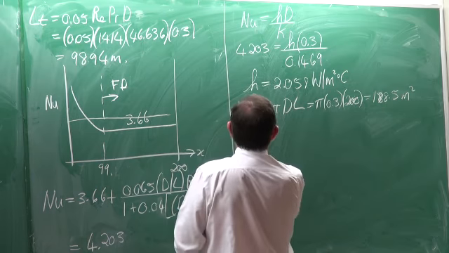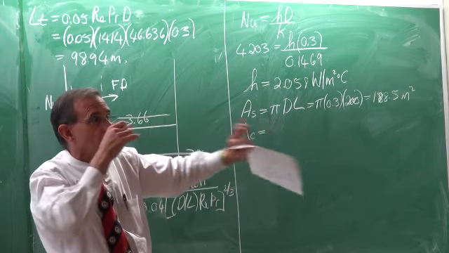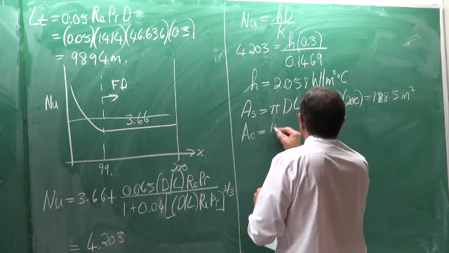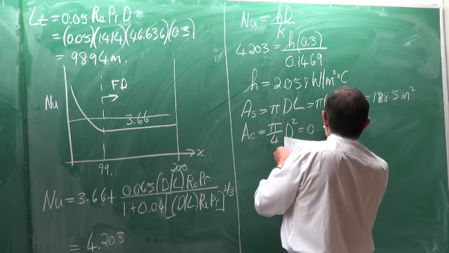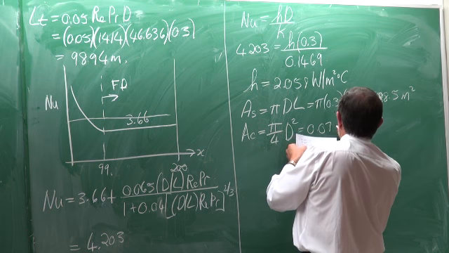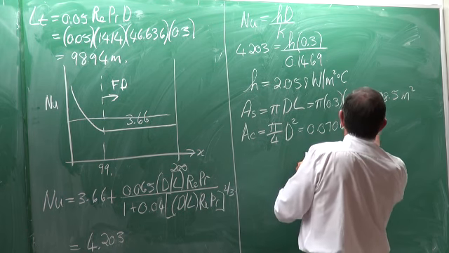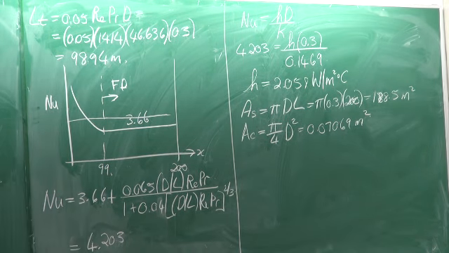The cross-sectional area is the area through which the flow occurs. And that is equal to pi divided by 4 times d squared. I'm not going to put in the value now, but if you go and calculate it, it is equal to 0.07069 square meters. Okay, we're going to use it just now.